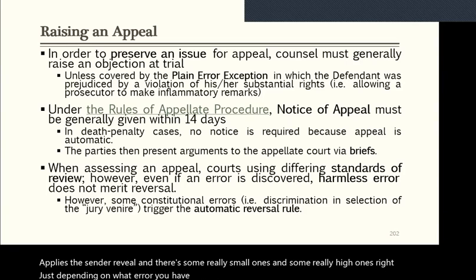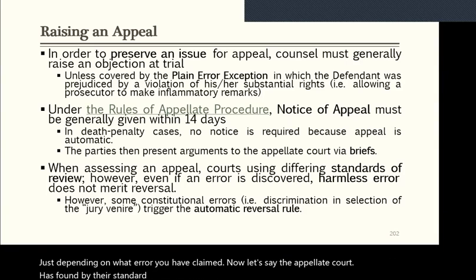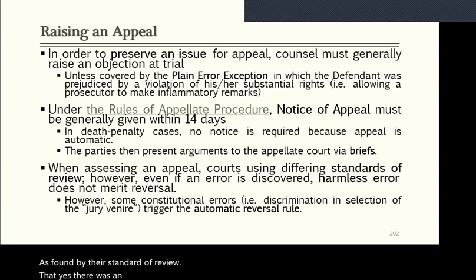Now, let's say the appellate court has found by their standard of review that yes, there was an error by the judge, right? Or your counsel or whomever. They found an error. That doesn't mean that you get a new trial, because it has to cross one last threshold. It has to be what's considered more than, quote, harmless error, right?